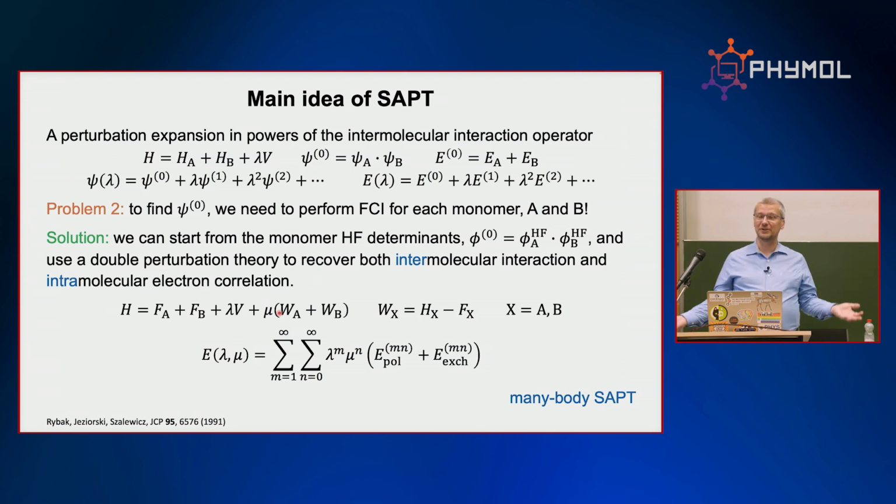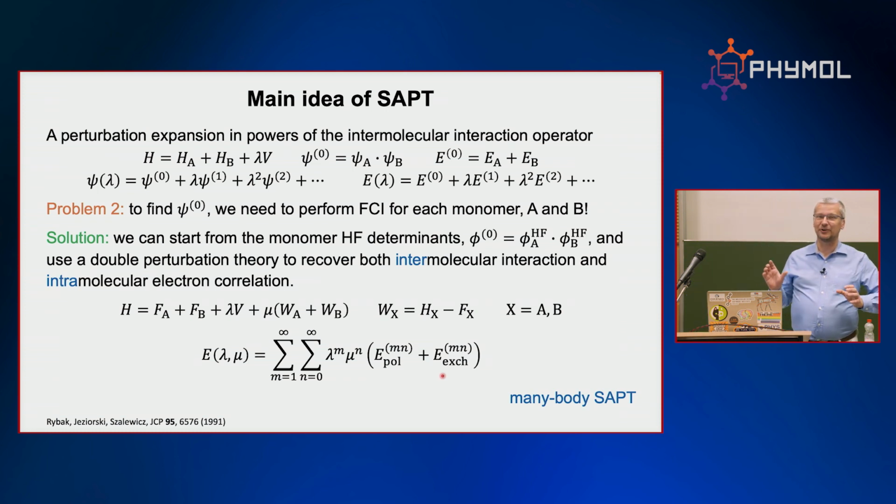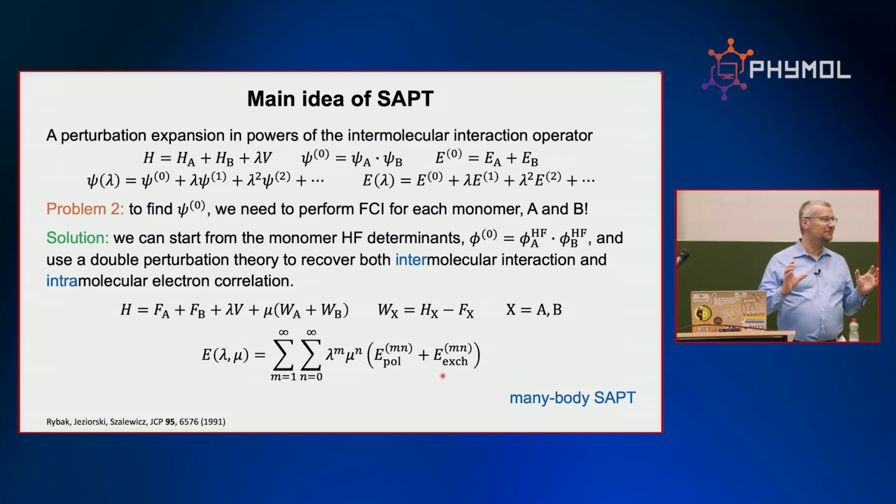And because you have a double perturbation theory, you have a double power series, and now your interaction energy becomes a double sum. And the individual SAPT corrections are labeled by two numbers, m and n. And m is the order in the intermolecular interaction. n is the order in the intramolecular correlation. We already know that we have to symmetry adapt, and thanks to symmetry adaptation, each SAPT correction will have two parts: the so-called polarization part, which is what you get without the symmetry adaptation, and the exchange part that only arises when you force the proper symmetry.